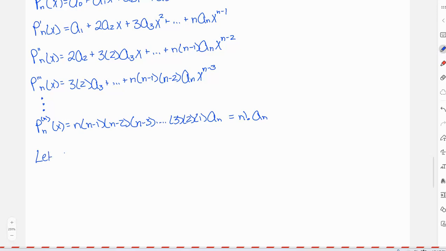So now we're going to let x be equal to 0. Then what do we have?